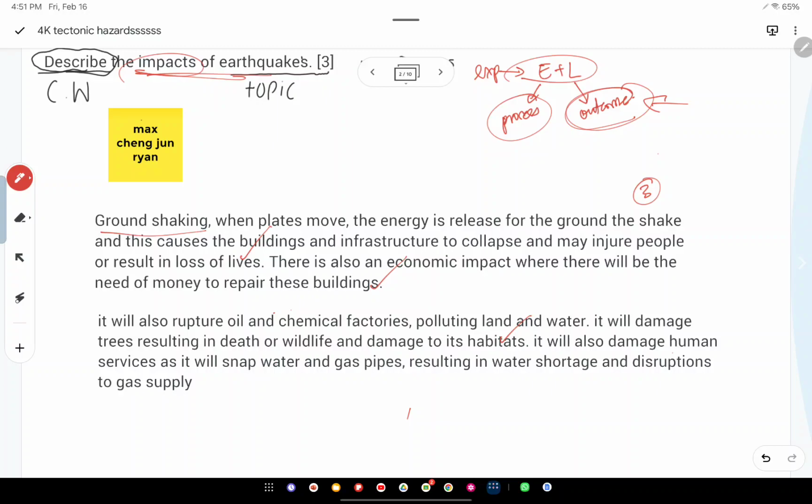But the good thing that Max, Jingjun and Ryan put in is he brought in ground shaking. Because without it, right, you cannot just say, oh, suddenly the building is destroyed. Then how does the building get destroyed? Why is this an earthquake problem? Why is it not a typhoon problem? So the ground shaking causes the building and infrastructure to collapse and may injure the people, causing loss of life. This is 1 mark. Okay, exactly why I underline.